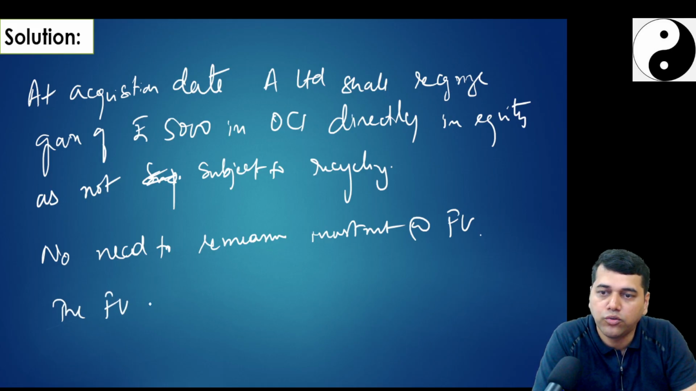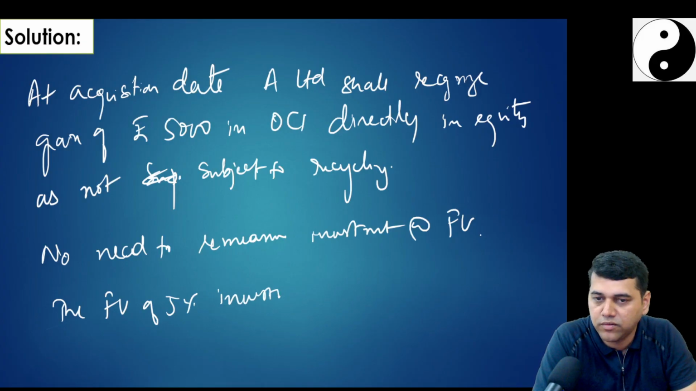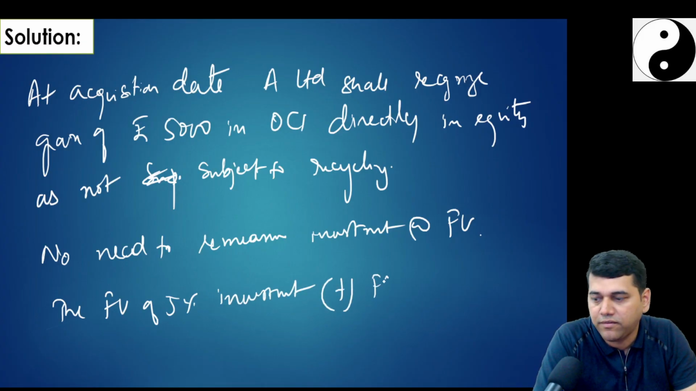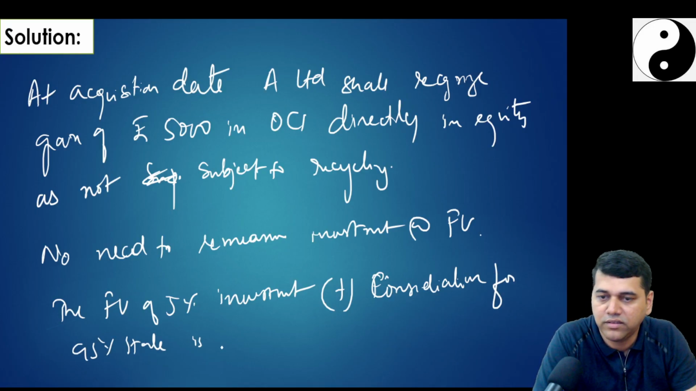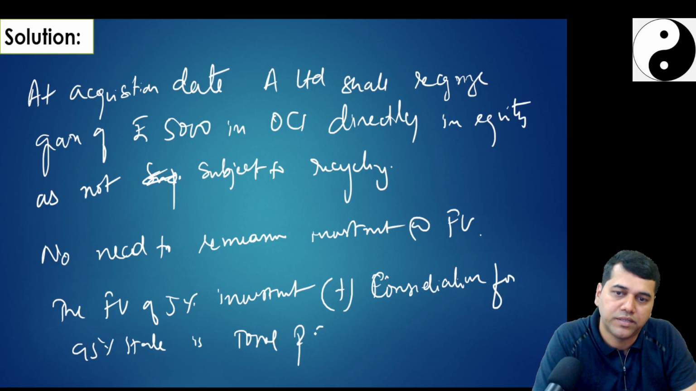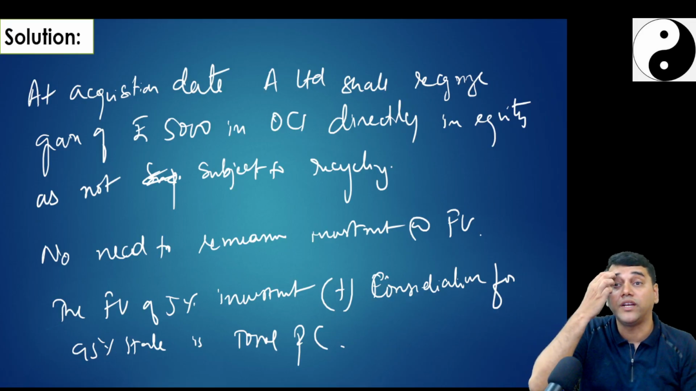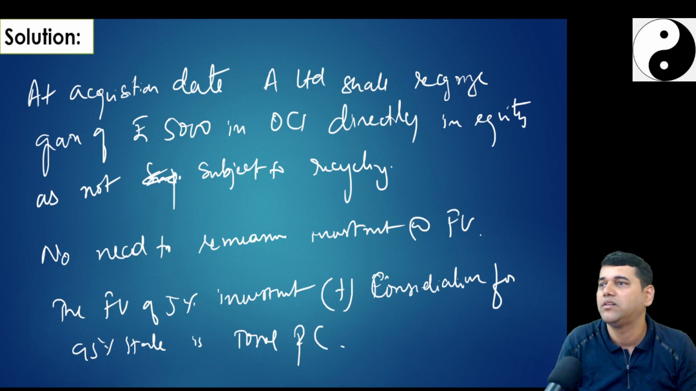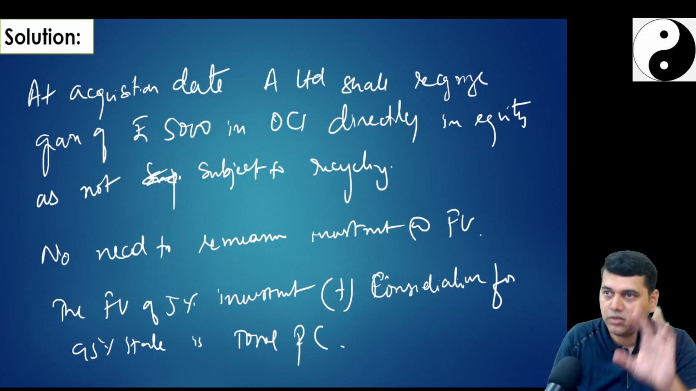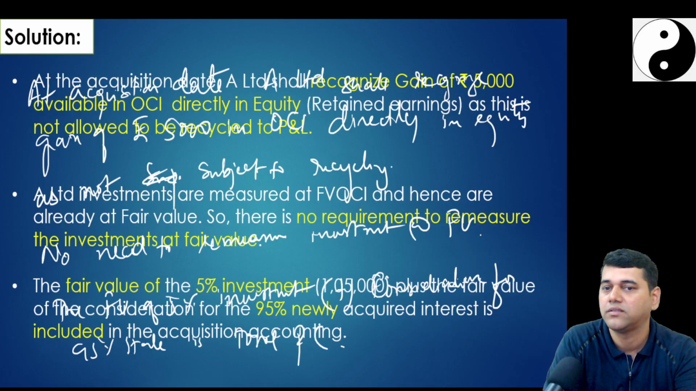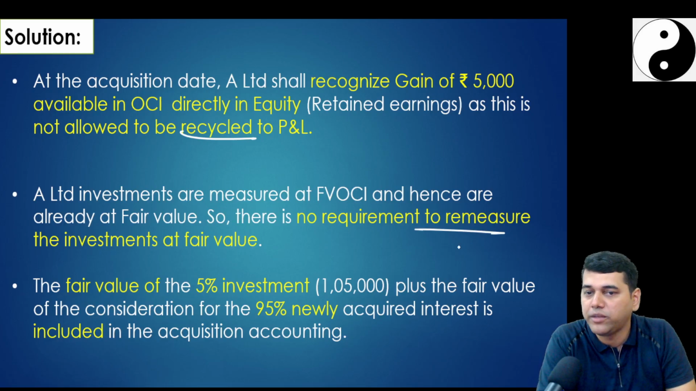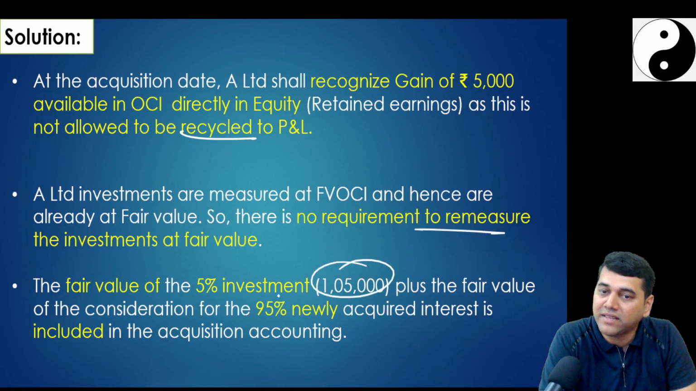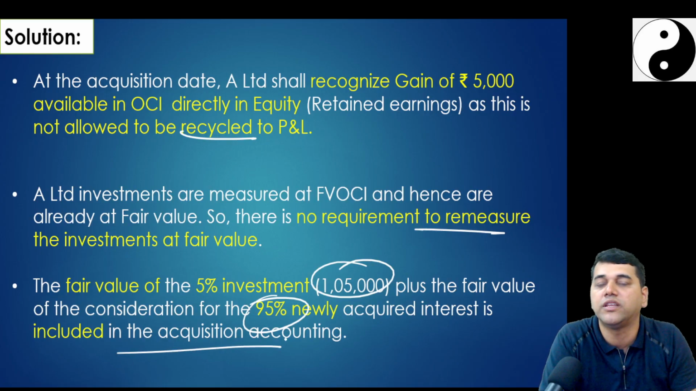The fair value of 5% investment plus consideration for 95% stake is the total purchase consideration. See, whatever you account for, those two things I gave for you to explain with some understanding. Otherwise, if you look at the study material question, this is the solution. That's it, a small solution. It says that don't recycle it, you don't need to remeasure. Whatever 1,05,000 you paid plus whatever you are going to pay for 95%, you are going to include in the purchase accounting.